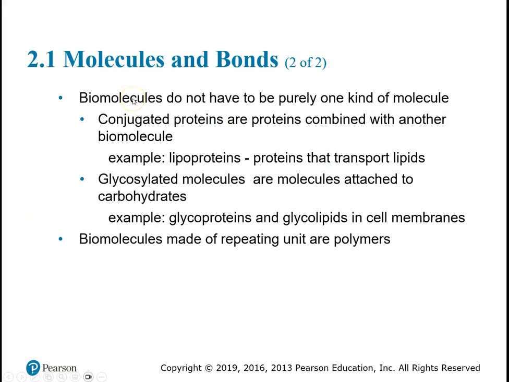Biomolecules do not have to be purely one type of molecule, so we can start combining different types of biomolecules together. We can conjugate proteins, so this is a protein combined with some other type of biomolecule, such as a lipoprotein. This is a protein that transports lipids, so they can bind to these lipid molecules. Glycosylated molecules are attached to carbohydrates, so glycoproteins and glycolipids are found in cell membranes, and again, those biomolecules are polymers.